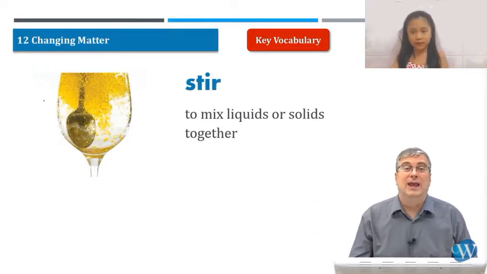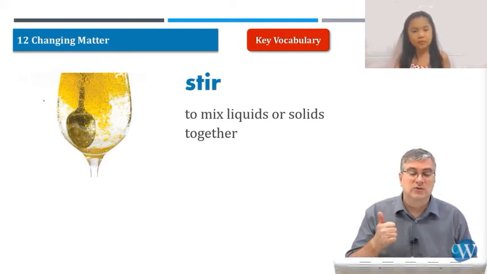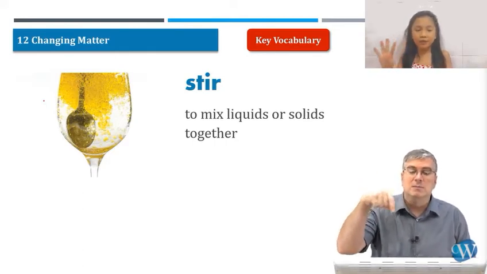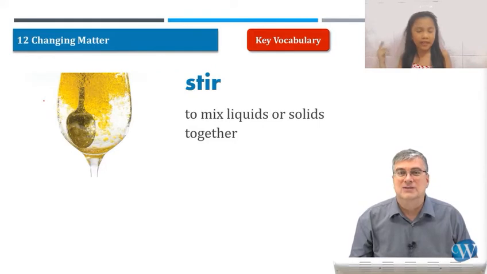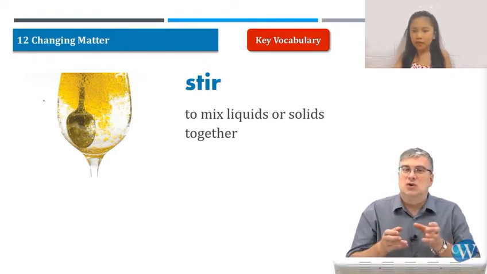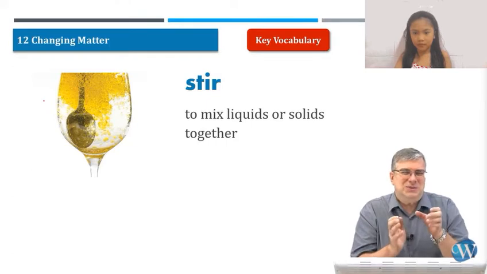Okay, so first word, what do we have here? We have stir. What does stir mean? Stir is a word that means to mix liquids or solids together. We might have two or three or more things, right? Then we put them in something and then we stir them together. They can be both liquids and solids.